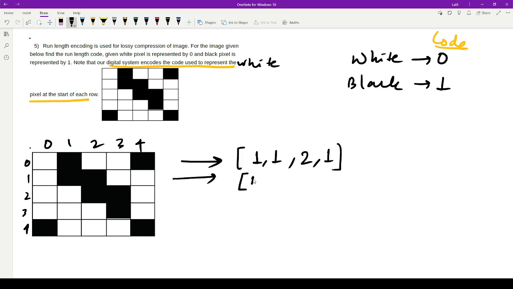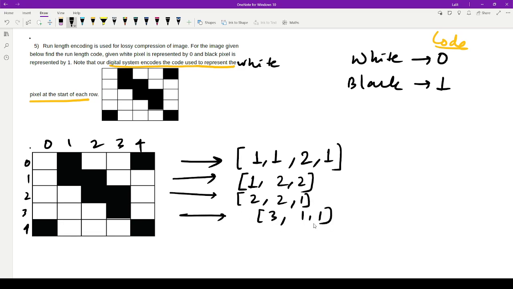Second row, it will be one white, two blacks, then two whites. Third one will be two whites, two blacks, one white. Fourth one is three whites, one white and one black. Final one is one black, three whites and one black.